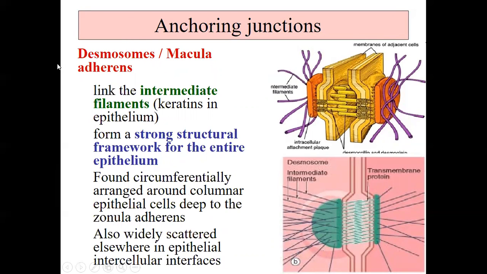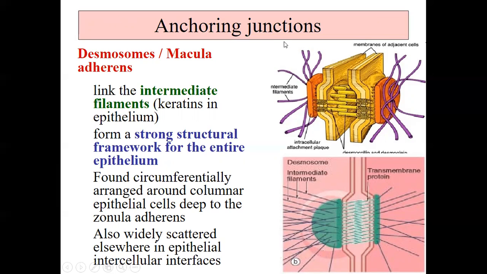The next one is the desmosome, which also belongs to the anchoring junctions. This is the desmosome. It links the intermediate filaments. You can see here the intermediate filaments. It forms a strong structural framework for the entire epithelium. By having this anchoring junction, it forms a structural framework for the entire epithelium. This desmosome, or macula adherens, can be found circumferentially arranged around the columnar epithelial cell, deep to the zonula adherens.